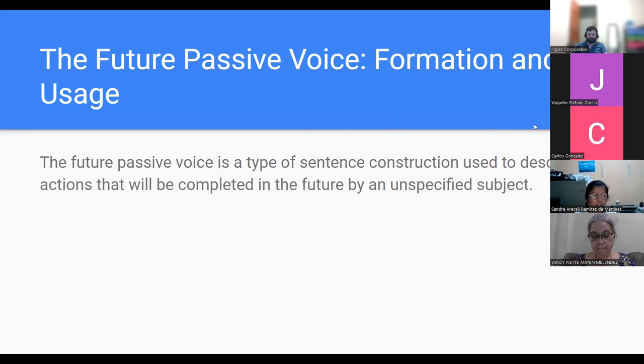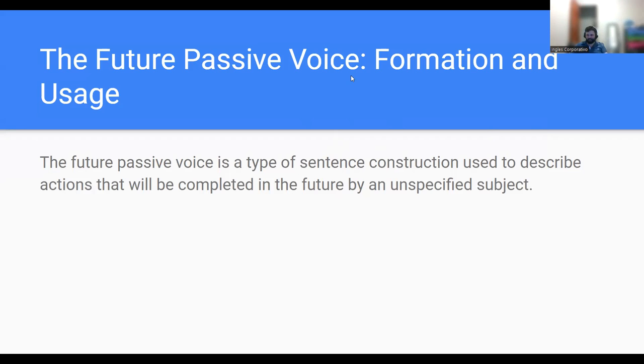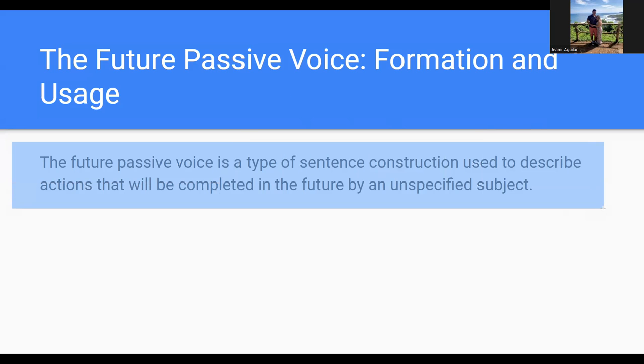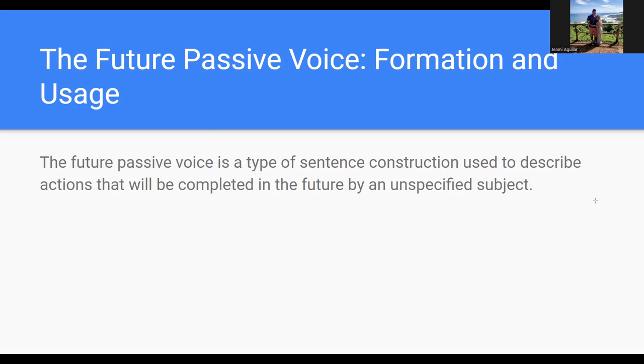Could somebody please help me read this? Go ahead, Jimmy. The future passive voice is a type of sentence construction used to describe actions that will be completed in the future by an unspecified subject. It's kind of difficult for me to say that word. Unspecified. There you go. Good job. So the actions will be completed in the future by an unspecified subject.